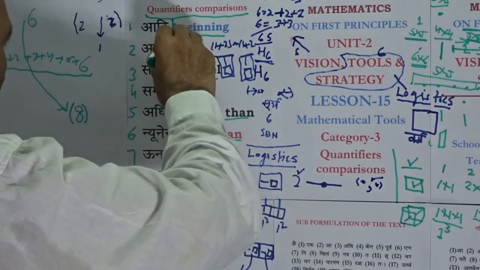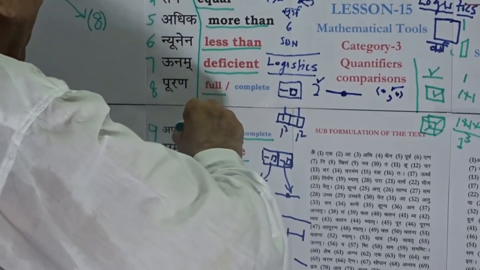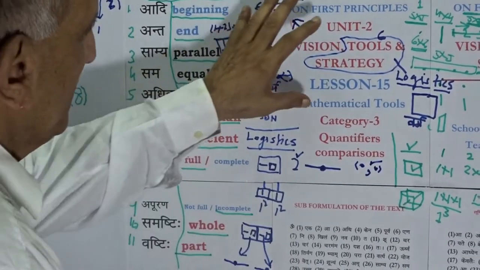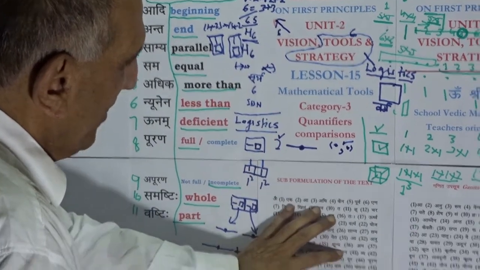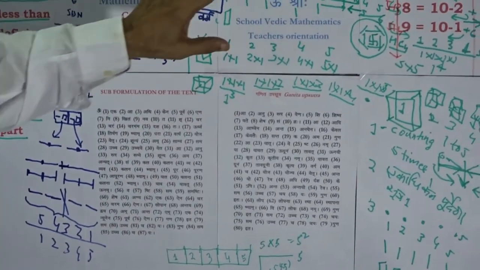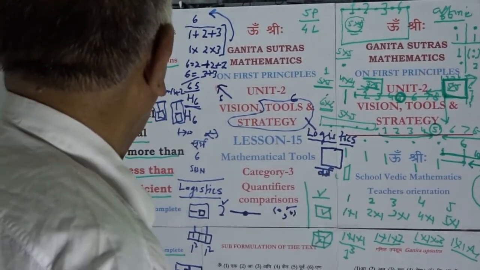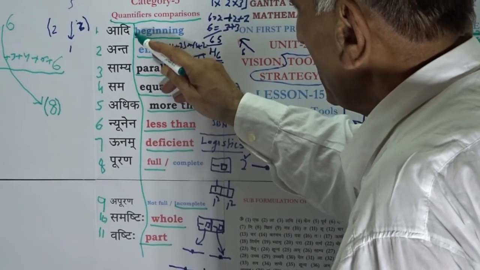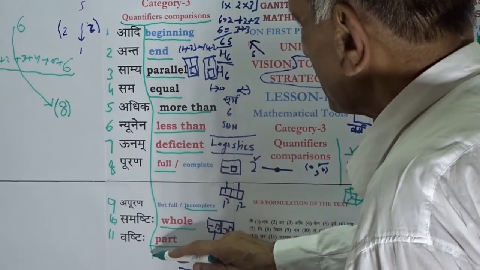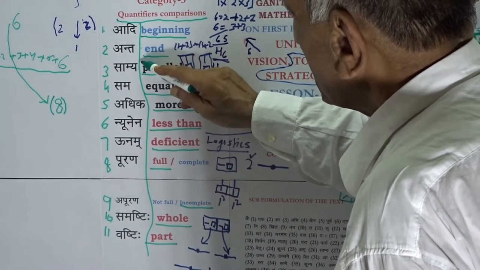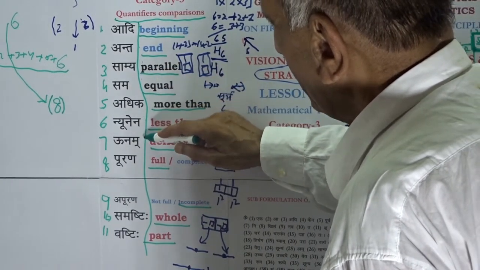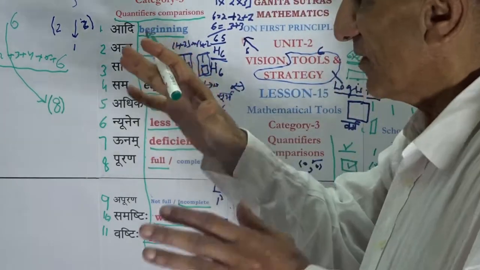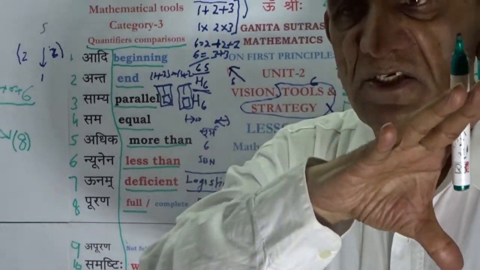These all 11 quantifier comparisons are being availed by the text of Ganita Sutras in the form of the sub-formulations of the formulations of the text. Therefore, we have to sit comfortably and reflect upon each of these quantifier comparisons. Now, Adi, Ant, Samme, Sam, Adik, Nyun, Unam, Puranam, Apuranam, Samisti, Vyasti. We shall sit comfortably and revisit the text.